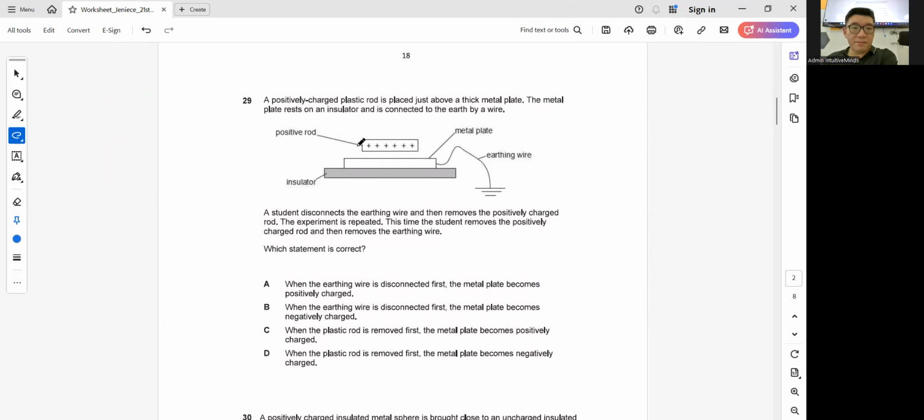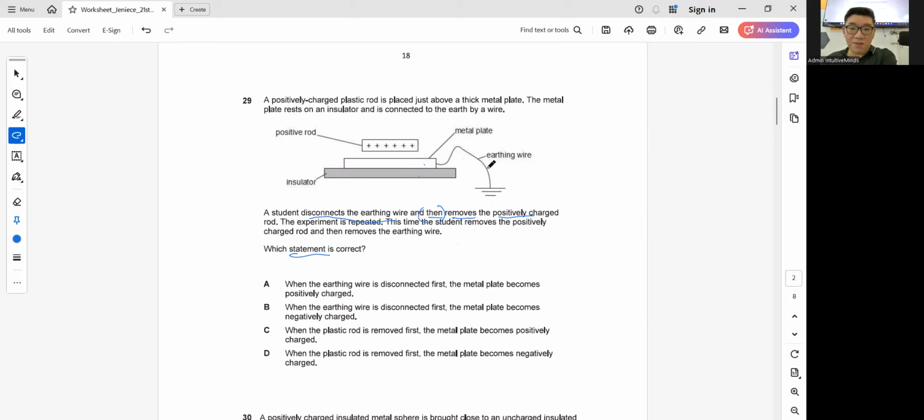So moving forward, this is under statics. All right. Which statement is correct? Student disconnects the earthing wire. Okay, you've got to read this carefully first. A metal plate rests on an insulator. Then removes the positively charged rod. So disconnect first, then remove. It's very important because when you remove first and then disconnect the earthing wire, the results will be different.